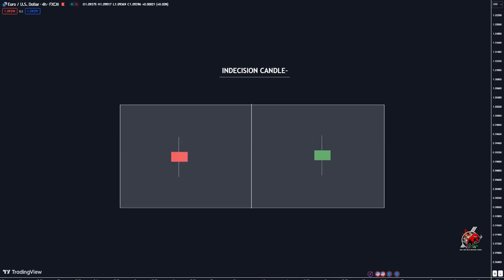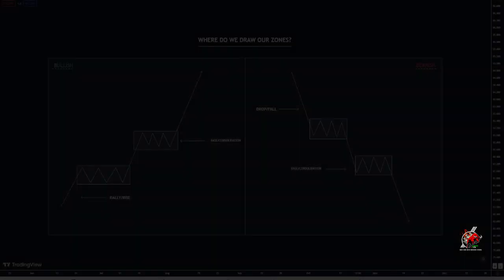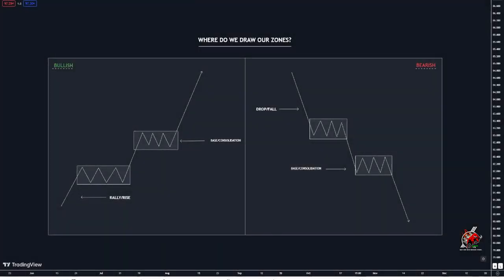An indecision candlestick is a candle where both buyers and sellers come into power, which leaves us a candle with mainly wicks and a small body. So it looks something like this, right? We have a small body and wicks on either side. Where do we draw our zones? So before I answer that question, I want you to quickly look at these examples with me.